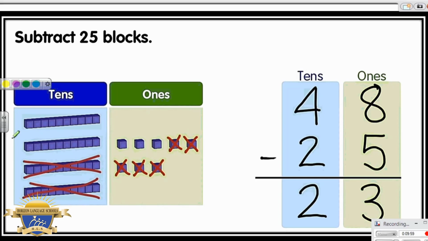Okay, when we subtract by using the counting on strategy, we will circle the small number, which is 5 here in the ones place. We will start with the ones place and circle the small number. Count after 5 till we reach 8. After 5, 6, 7, 8. So I count 3. So 8 minus 5 equal 3.